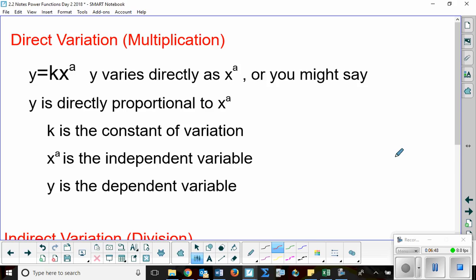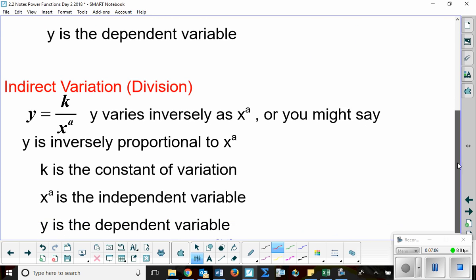Direct variation is basically saying that as x goes up, y goes up. And direct variation problems are just kind of applications of power functions. So you can pause and take notes.